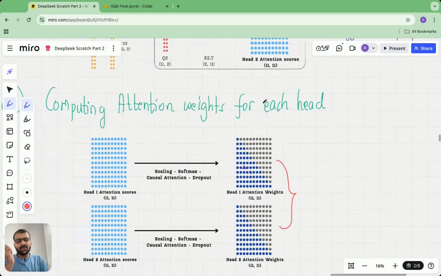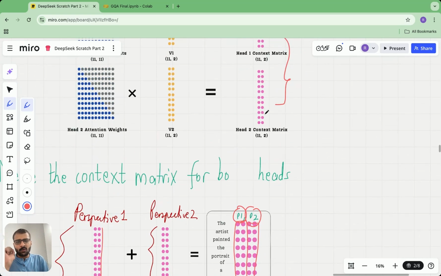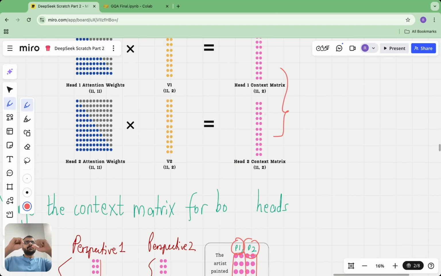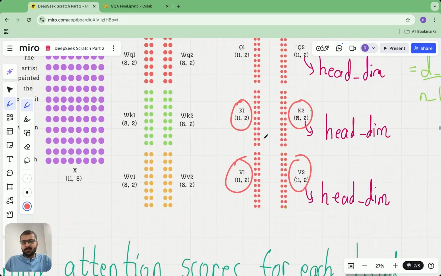What do I mean by diversity? I mean that the attention weights matrix for my heads and the context vector matrix for my heads, ideally they need to capture a lot more diversity, so they need to be different from each other by a lot of magnitude. But now we don't allow them to be as different from each other.